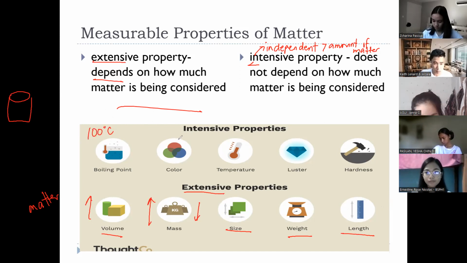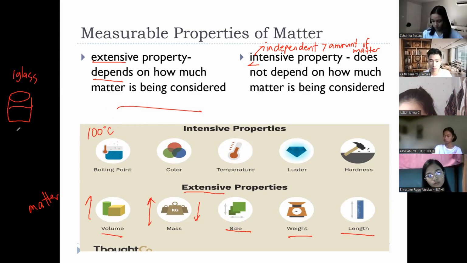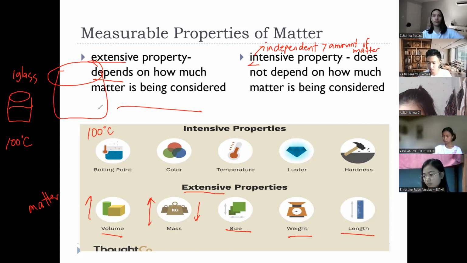Pag ma-reach na niya ang... 1 glass, 1 glass of water. What's the boiling point of 1 glass of water? 100 gyapon, no? Tama, 100 degrees Celsius. Paano kung nag-boil ka og isa ka drum na tubig? What's the boiling point? That is still 100 degrees Celsius.